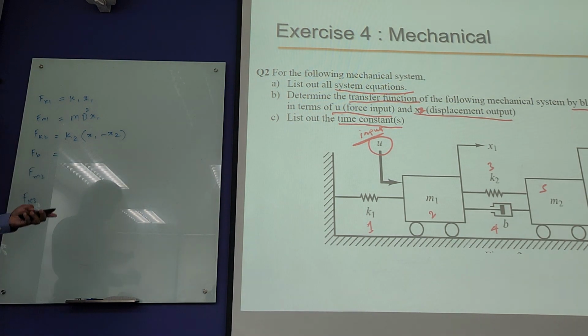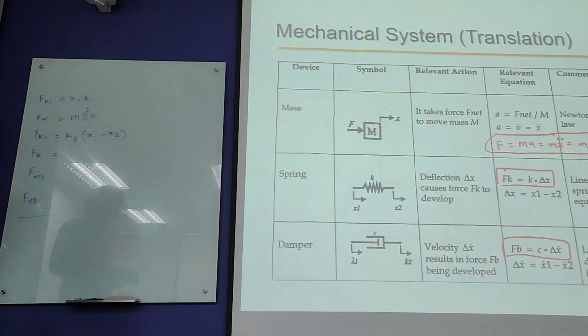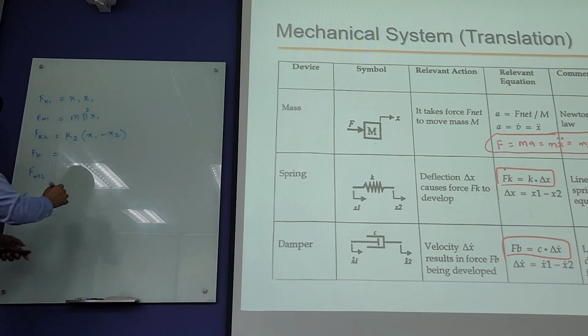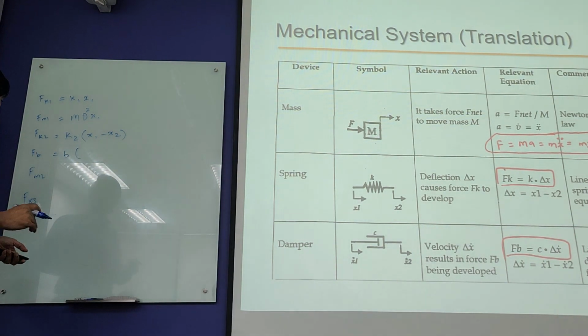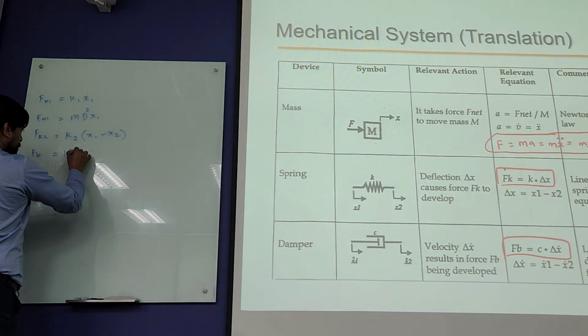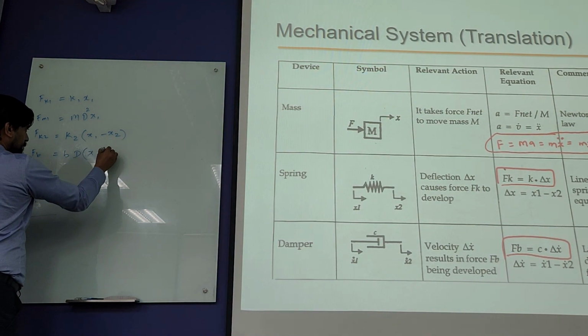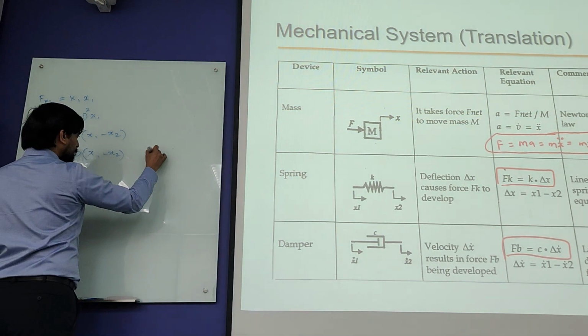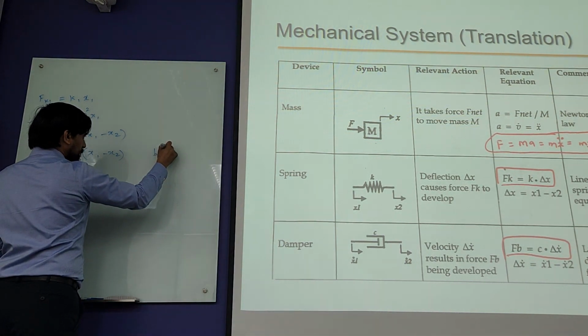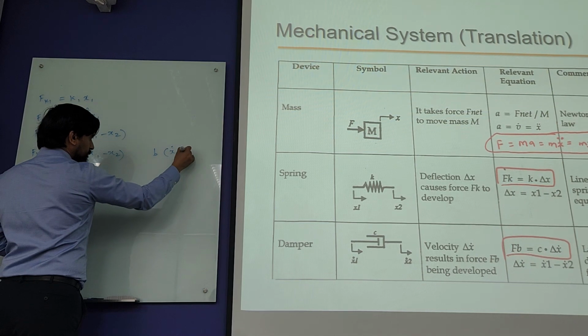Then the damper is nothing but the damping coefficient B times x dot. So dot is the capital letter D, x1, x2. So I just write down here for understanding. So you can write this one.